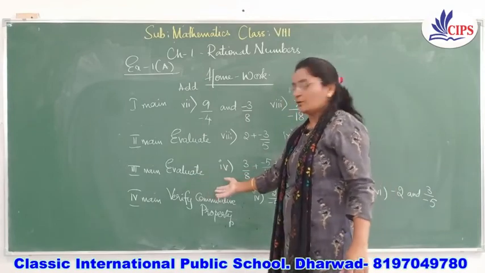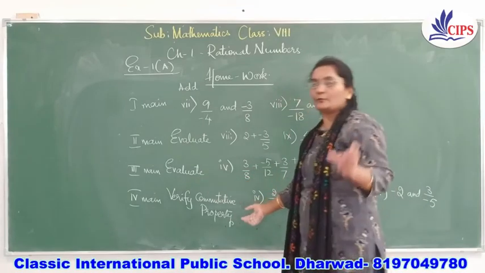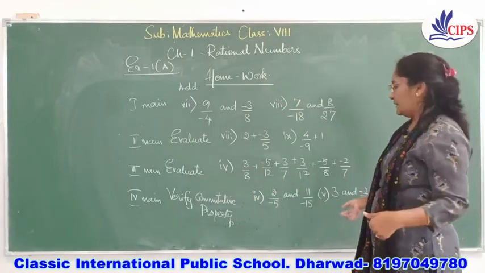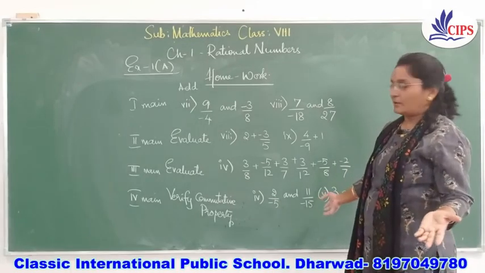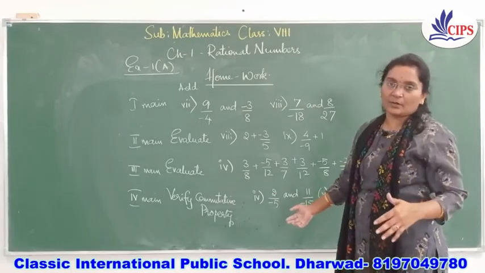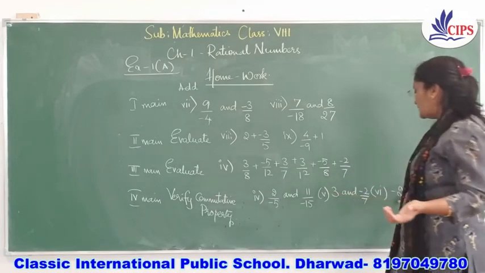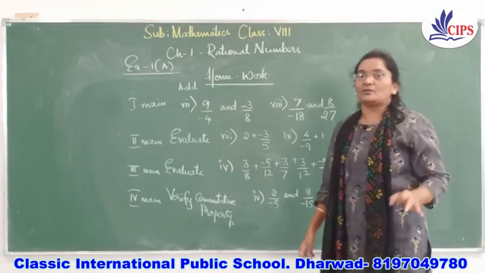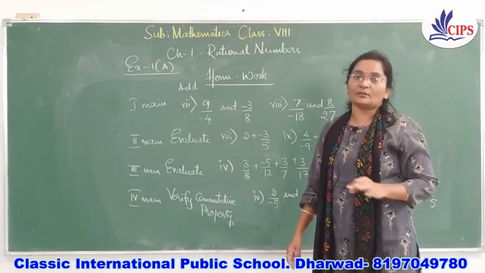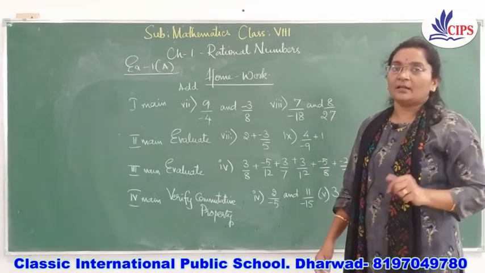Next, in the fourth main, you have to verify the commutative property. You have to write the rule for that and then check whether LHS is equal to RHS. So you have got 3 problems in this. So solve it. Please concentrate on whatever you do and please solve this in the homework book. Okay. Thank you.